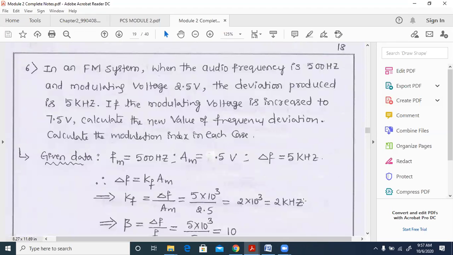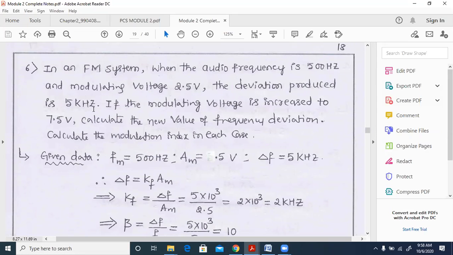Now let us take the sixth question. In an FM system, when the audio frequency is 500 hertz and modulating voltage is 2.5 volts, the deviation produced is 5 kilohertz. If the modulating voltage is increased to 7.5, calculate the new value of the frequency deviation. So now again, you can see that the audio frequency, audio means message, fm is 500 hertz. Then modulating voltage is Am equal to 2.5 volts. Frequency deviation produced is 5 kilohertz.